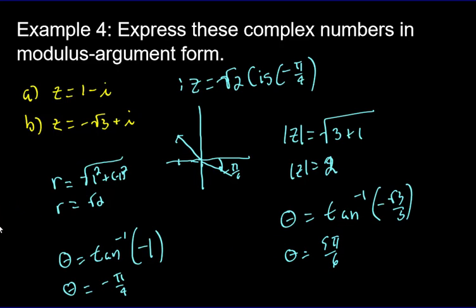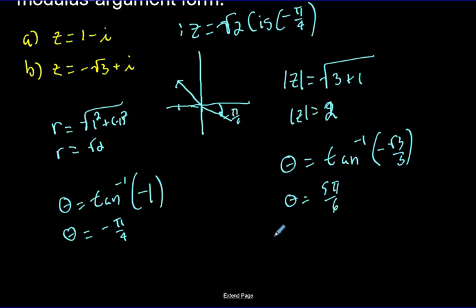And then our final answer is z is 2 CIS of 5 pi over 6, right? And there you go. And that's the answer.